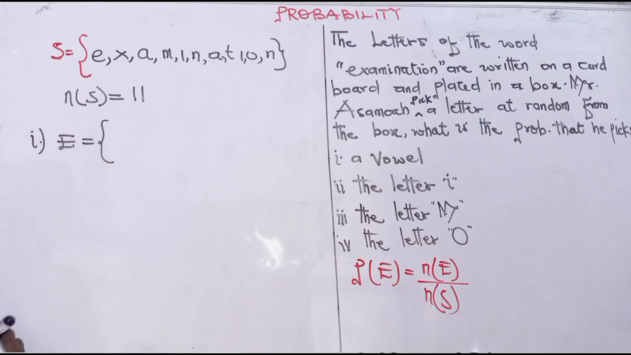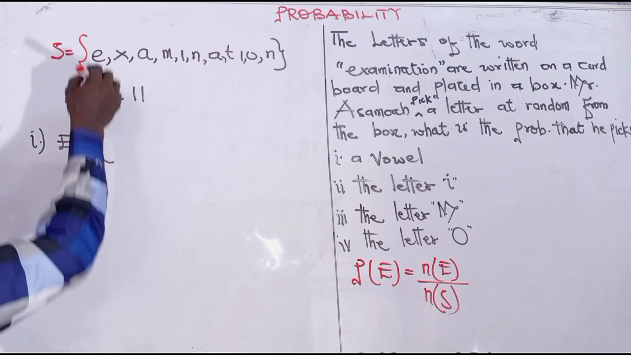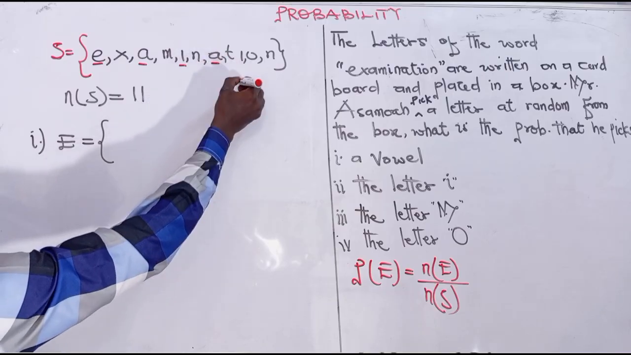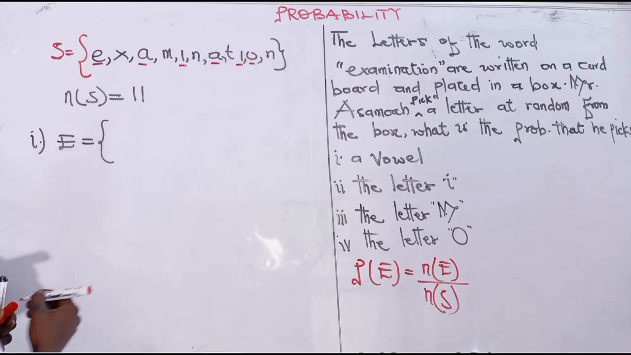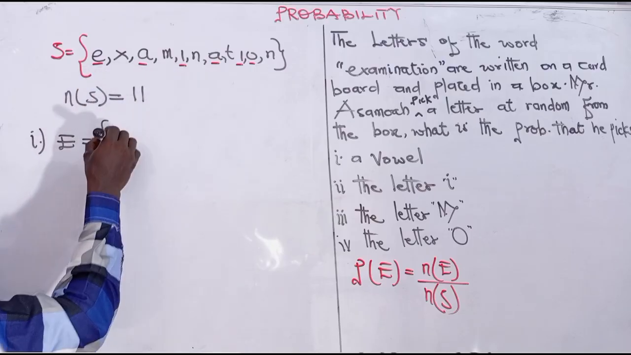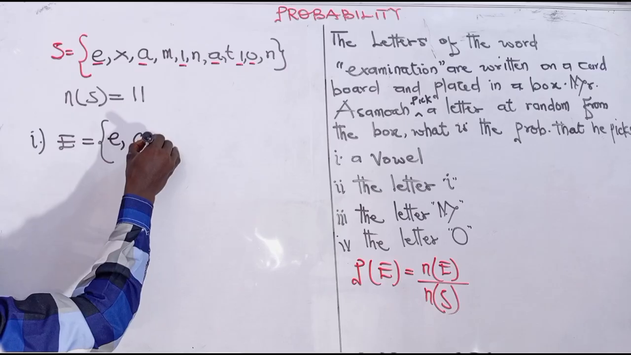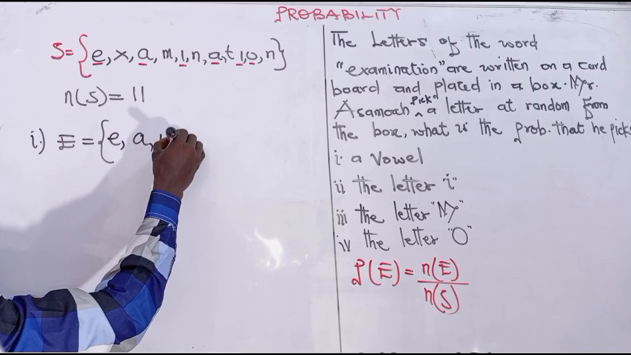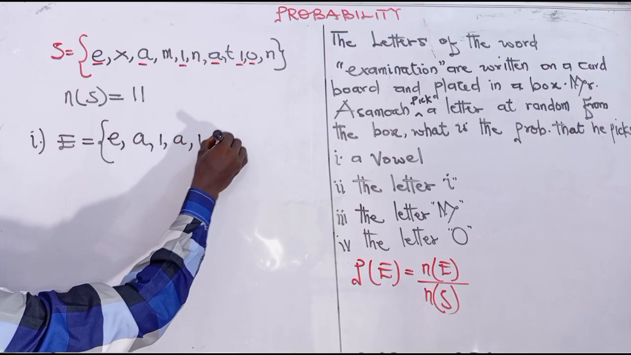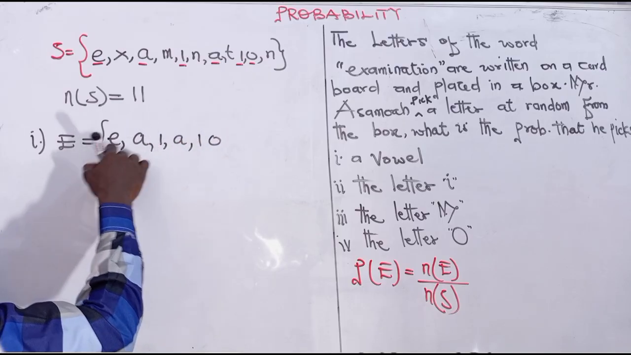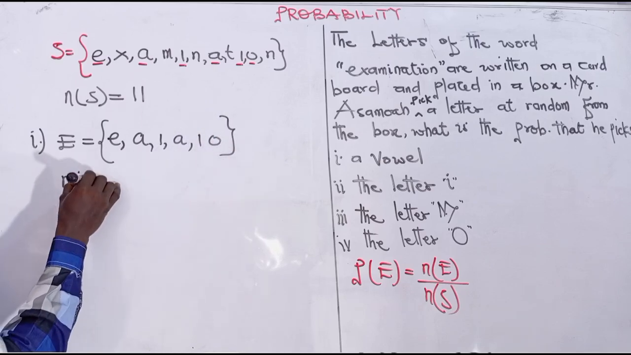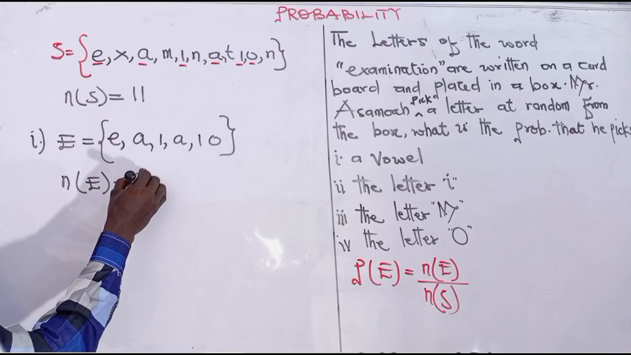You know that with the vowels we have E is a vowel, A is a vowel, I is also a vowel, A again, I again, and then O. So we are going to write these letters in the event. So we have E, A, I, A, I, and then O. 1, 2, 3, 4, 5, 6. Good. So once we have our event, we find the number of outcomes in the event, and that is 6.